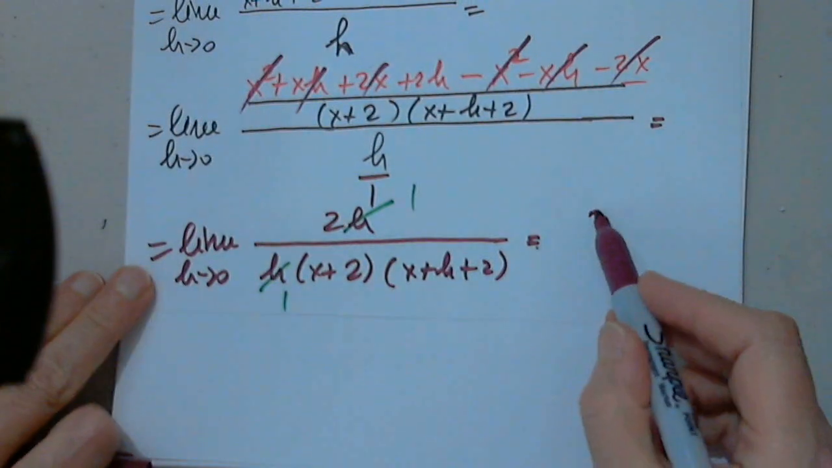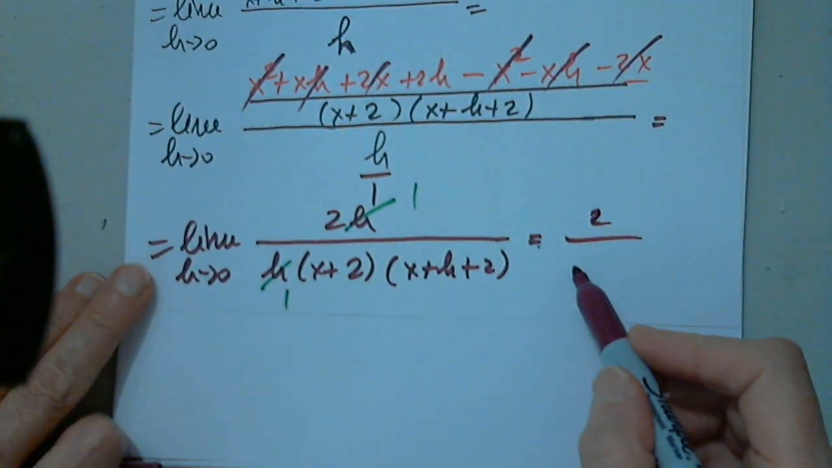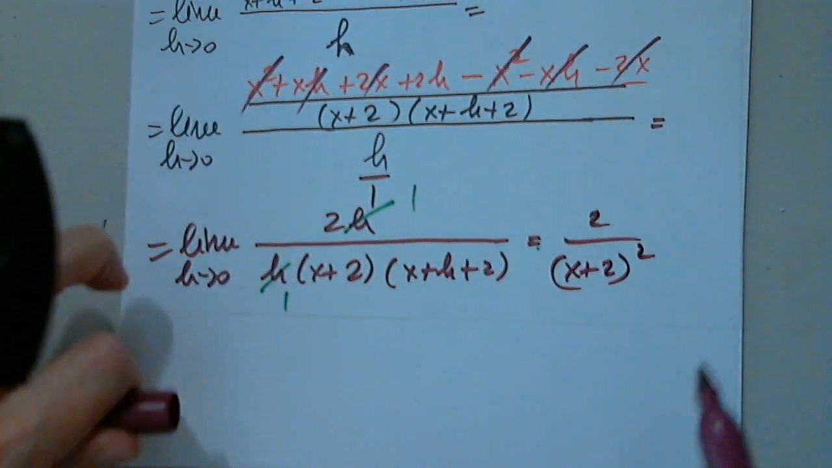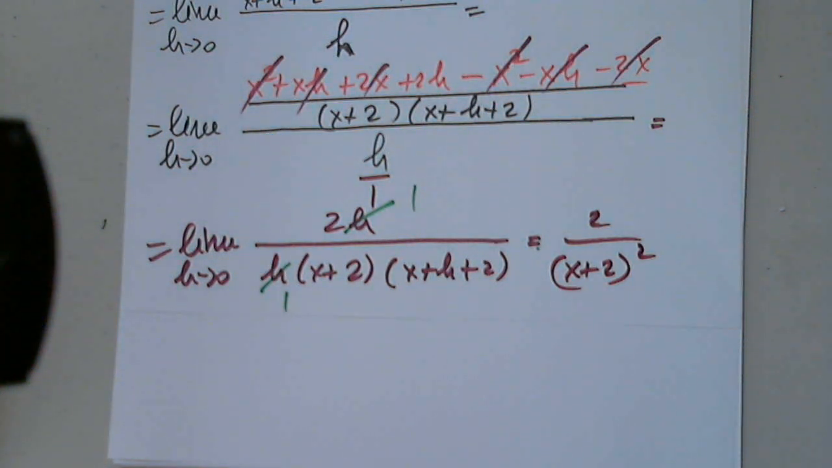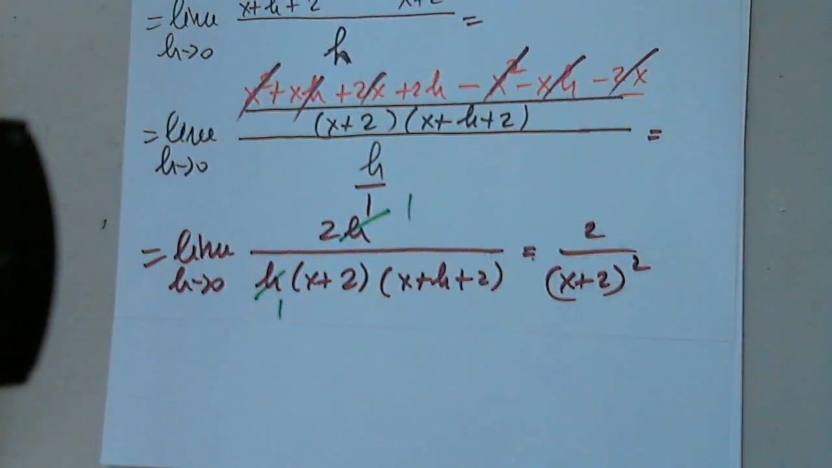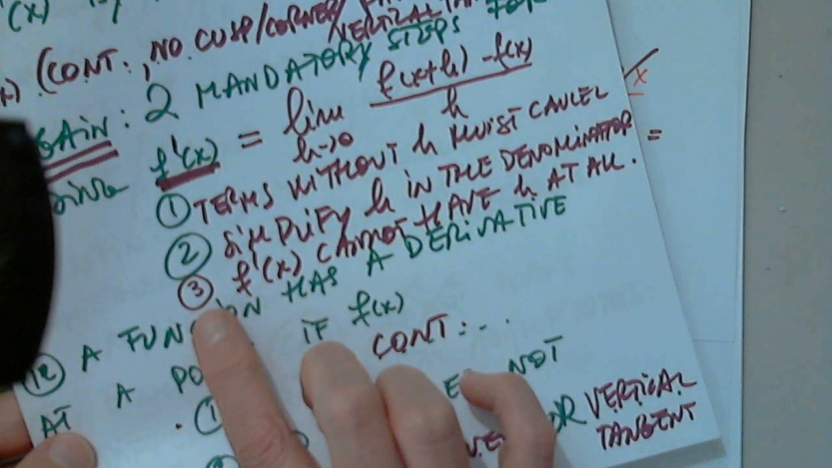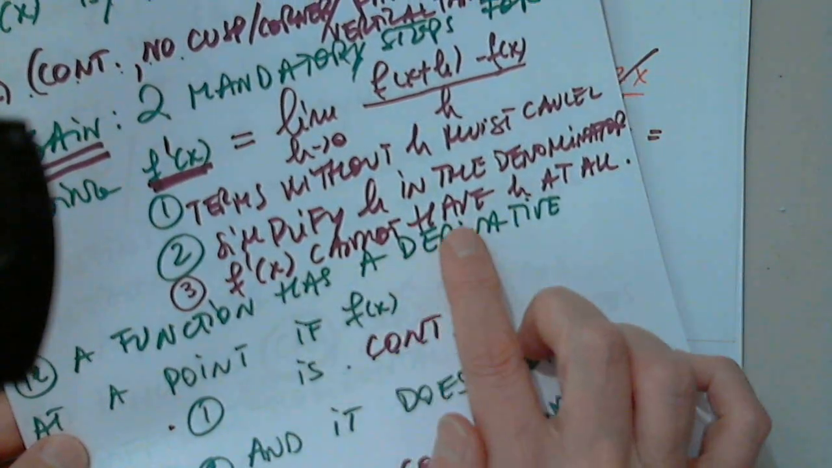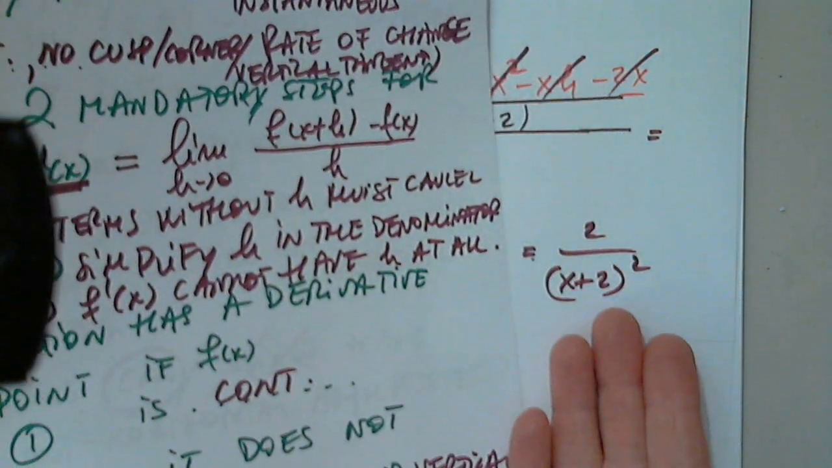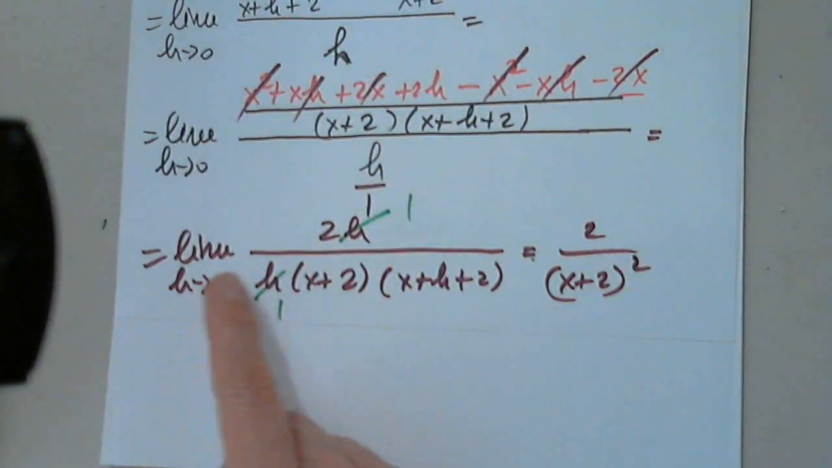2 divided by x plus 2, everything squared. Awesome. That's it. So at this point, we did apply the limit. As you see, number 3 happened. In step number 3, the first derivative can no longer have h in it at all, and it does not. Why? Because we applied the limit.